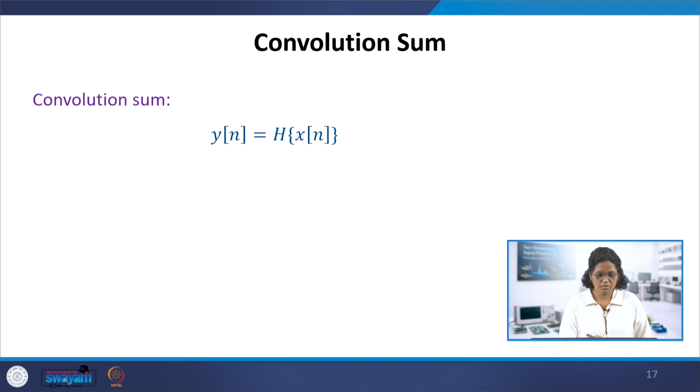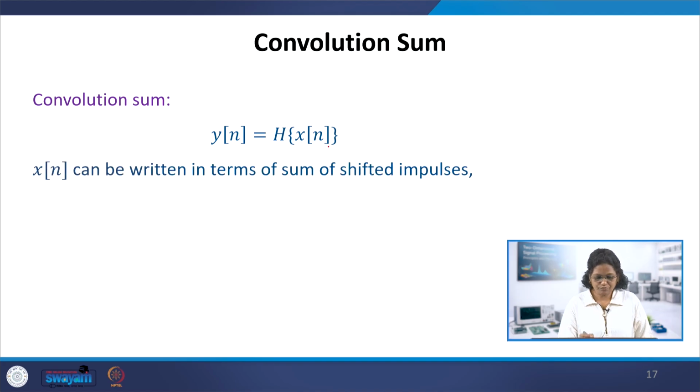So, the system y of n is equal to h of x of n. That means this h is acting on x of n. If we take x of n as a discrete time sequence, any such x of n can be written as a sum of shifted impulses. That is, x of n equal to the sum over k varying from minus infinity to plus infinity of x of k times del of n minus k.